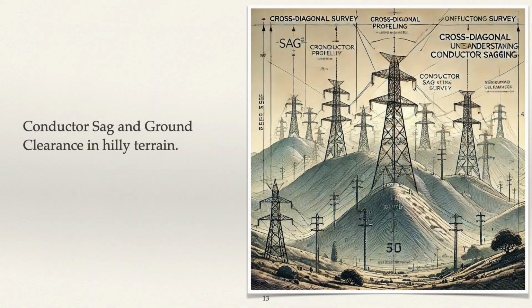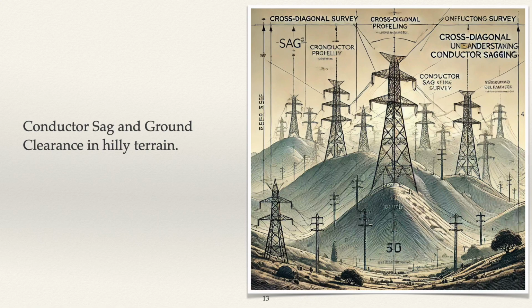Secondly, for conductor sag and ground clearance, in spans between towers, the conductor sag level must be adjusted based on the ground profile and elevation. For higher voltage levels and tower configurations where conductors are widely spaced from the center, the ground clearance may reduce significantly in regions with steep terrain slopes.